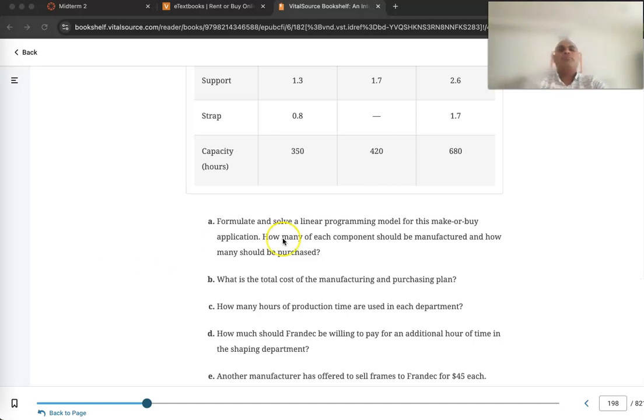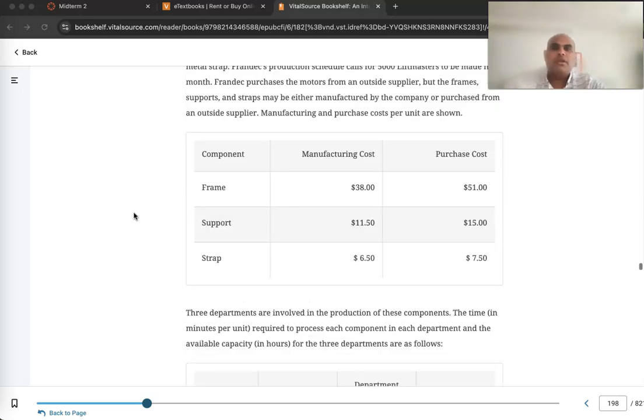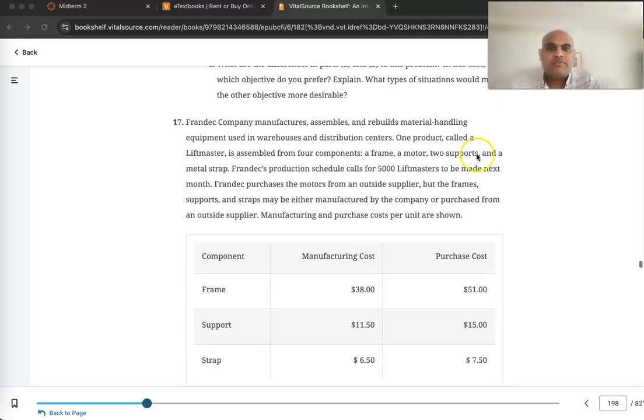So formulate and solve a linear programming model for this make or buy application. How many of each component should be manufactured and how many should be purchased? That's the decision that we have to make. Now, a couple of things I want you to notice is that if we have to make 5,000 LiftMasters, which means that we need 5,000 of all the individual parts, or maybe more. So each LiftMaster requires 1 frame, 1 motor. We don't have to worry about the motors coming from outside, but it requires 2 supports and a metal strap.